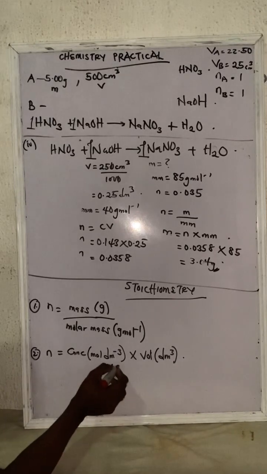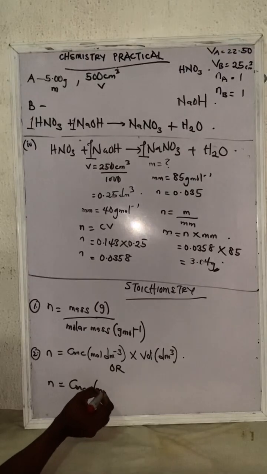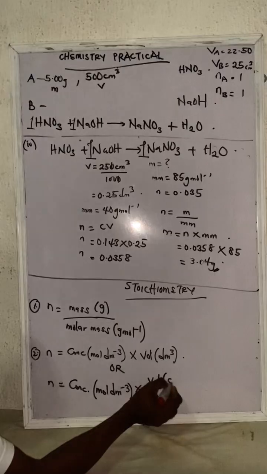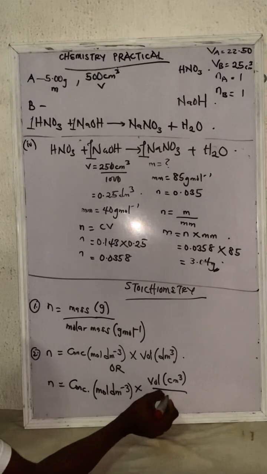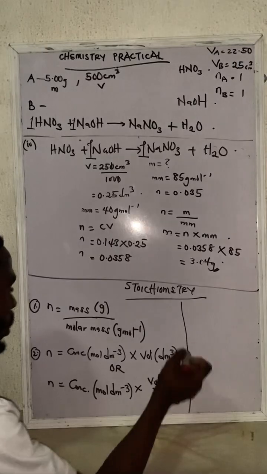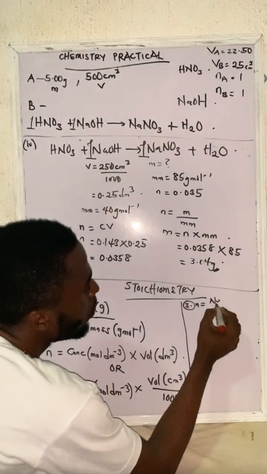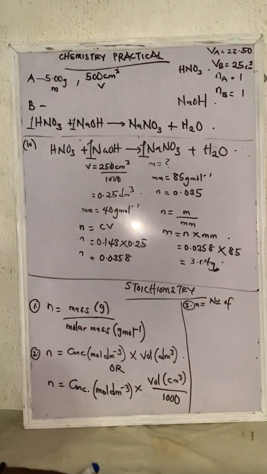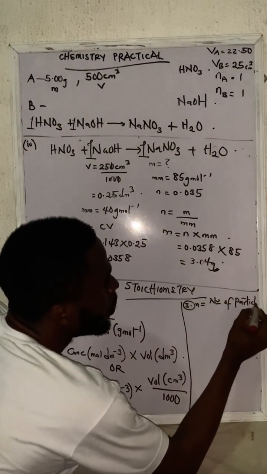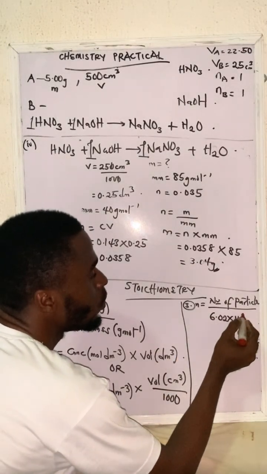Or mole is concentration, in mole per dm cube, times volume, where the volume is in cm cube. You now divide it by 1000. So if the volume is in cm cube, divided by 1000, that's another formula. Number 3, we have mole equals the number of particles divided by 6.02 times 10 raised to the power 23.